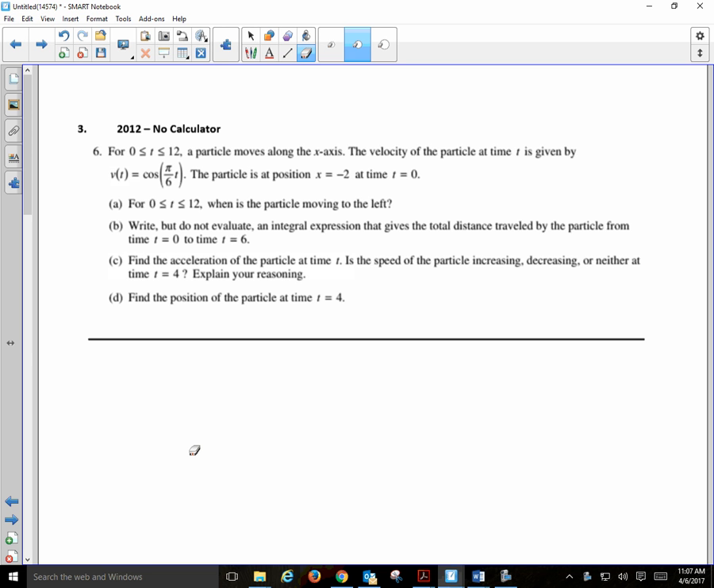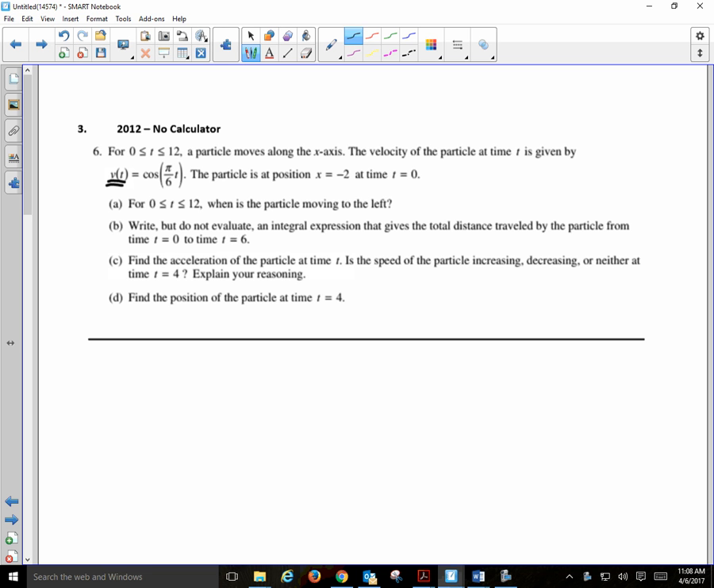For 0 to 12, a particle moves along the x-axis. The velocity of the particle at time t is given by this. The particle is at position x equals -2 at time 0. So I'm given a velocity function. That is a velocity function. It's the first thing I note. And I look to the first problem.